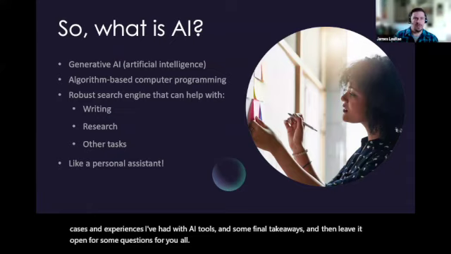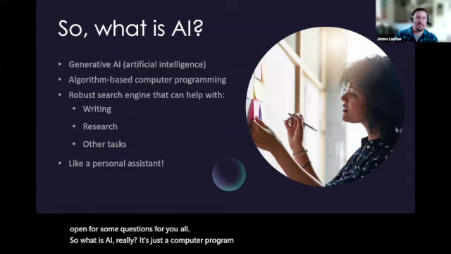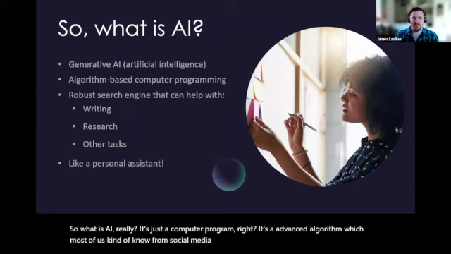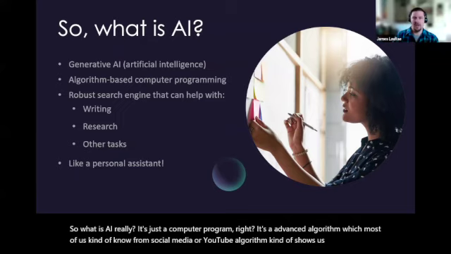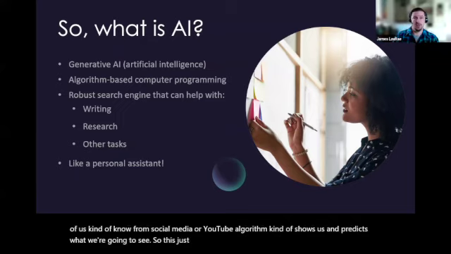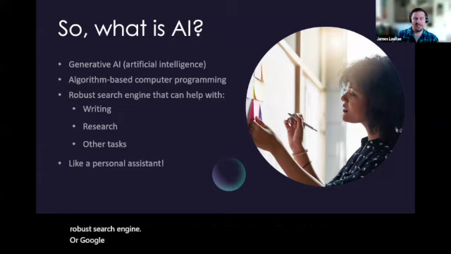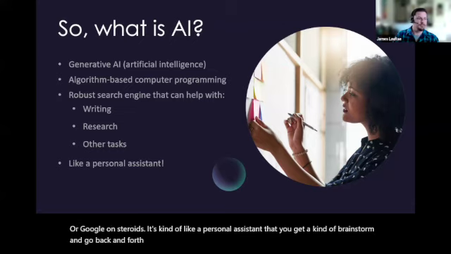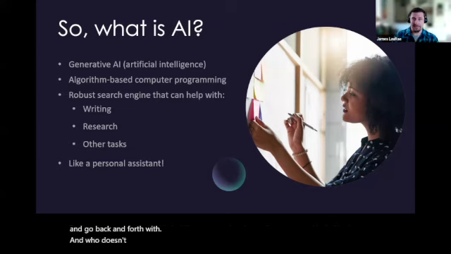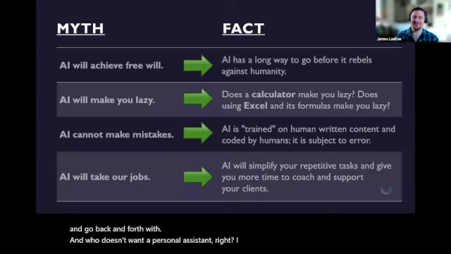So what is AI? Really, it's just a computer program, right? It's an advanced algorithm, which most of us know from social media or YouTube. The algorithm shows us and predicts what we're going to see. So this just helps predict things more around generative things like writing or research and other tasks. I like to think of it as a more robust search engine, or Google on steroids. It's like a personal assistant that you get to brainstorm and go back and forth with. And who doesn't want a personal assistant, right? I mean, it's part of the reason it pulled me in. It made things a little bit easier for me.